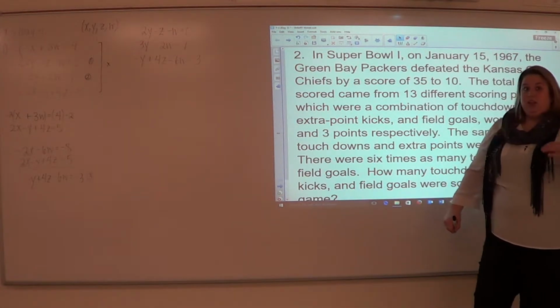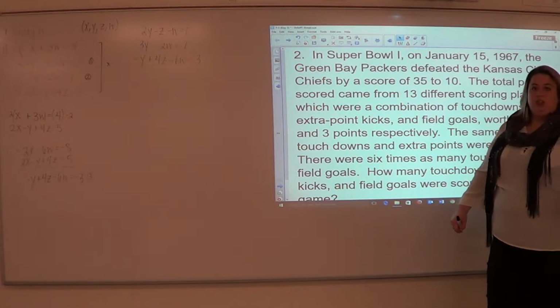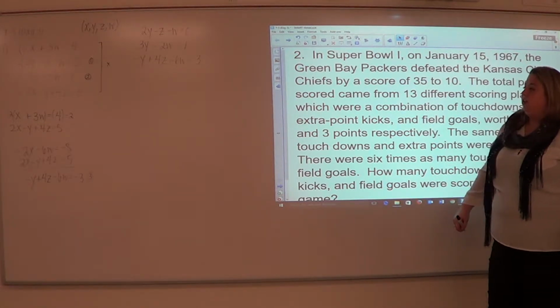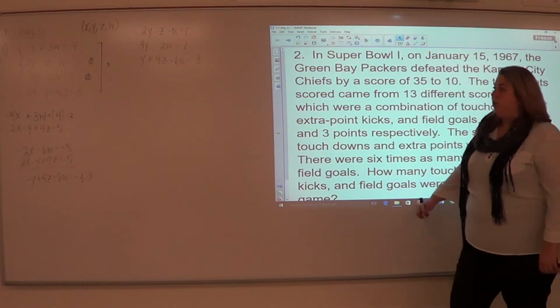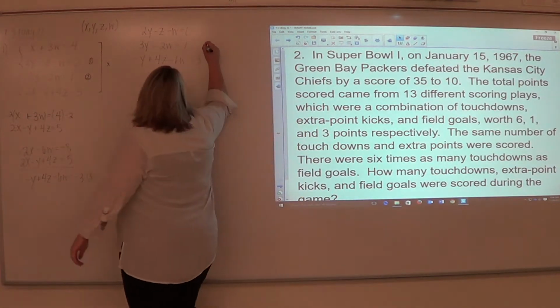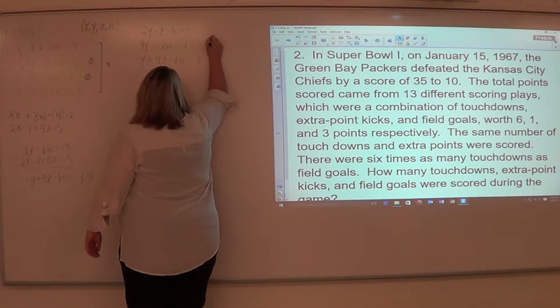Okay, so now I need to take 3 equations down to 2. So I need to look at my 3 equations and figure out what I want to get rid of. Do you want to get rid of y, z, or w? Z. Okay, so I already have one of them that doesn't have z, right? Okay, so I'm just going to label them a's and b's. So I have an a equation.